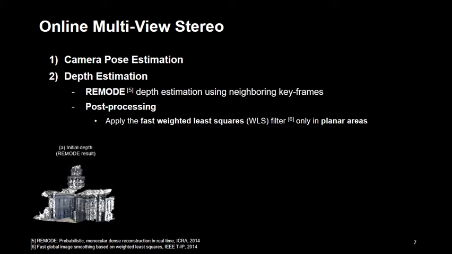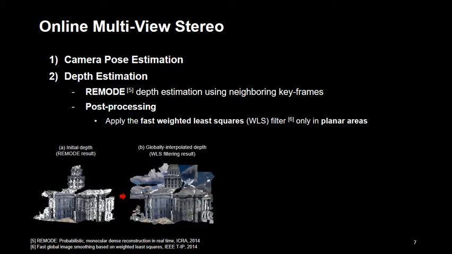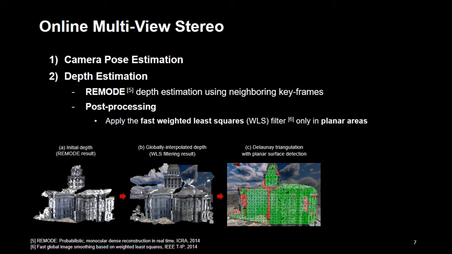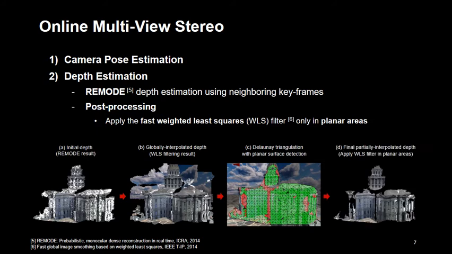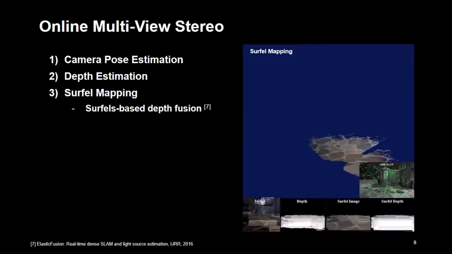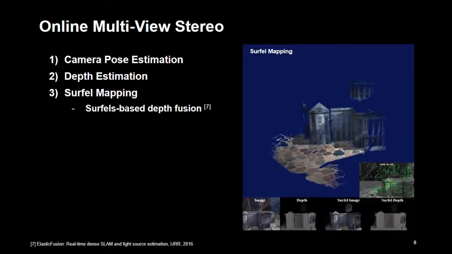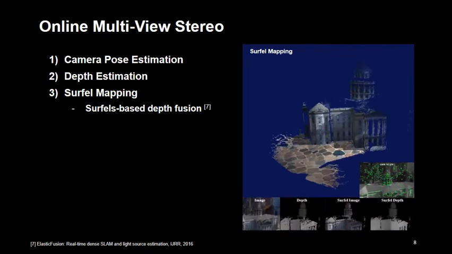Starting from an initial depth estimate, we first apply the fast weighted least squares filter. We then extract the piecewise planar areas using the linear triangulation method. Finally, we obtain the refined depth map by applying the filtering result only to the planar areas. The estimated depth maps are integrated into a 3D surface model.